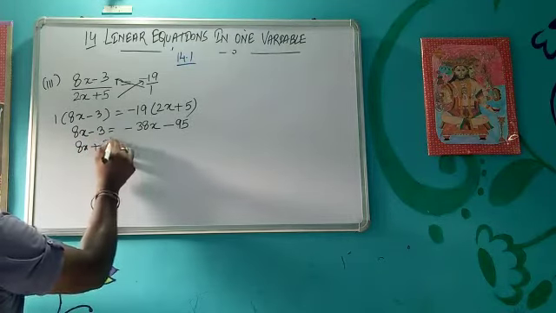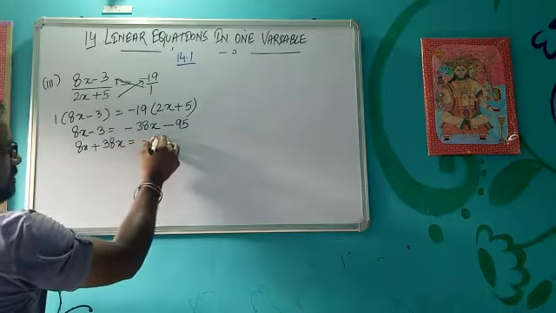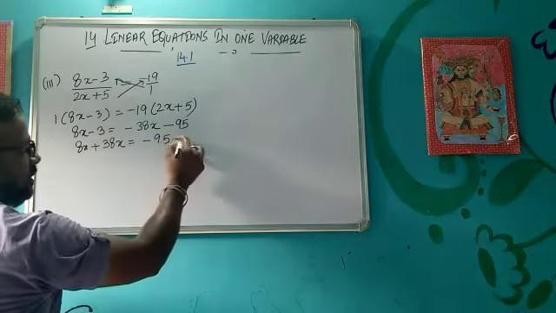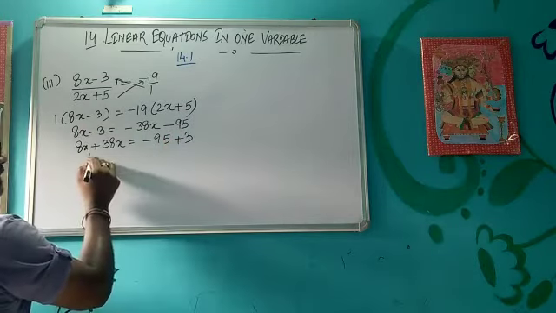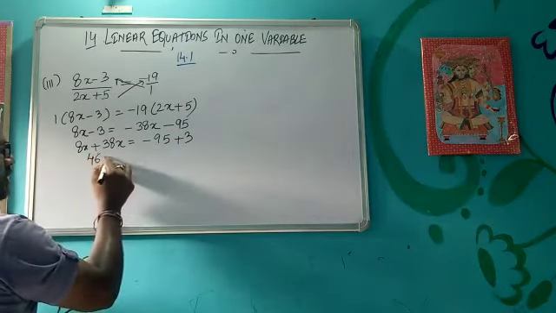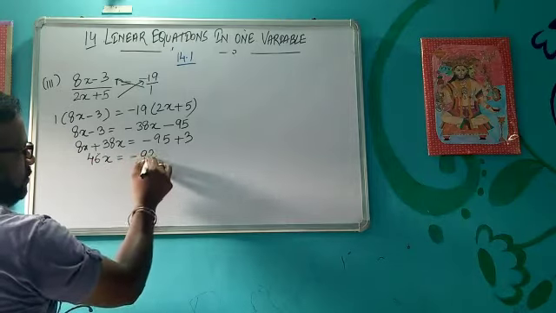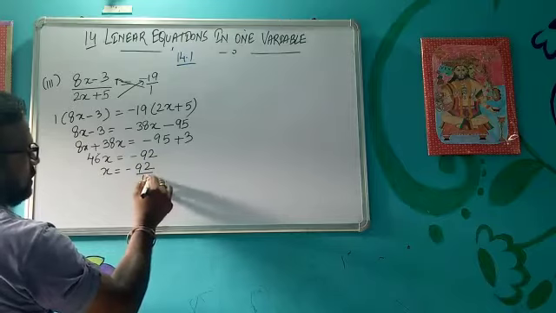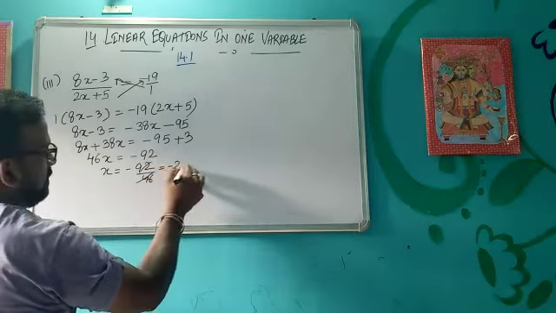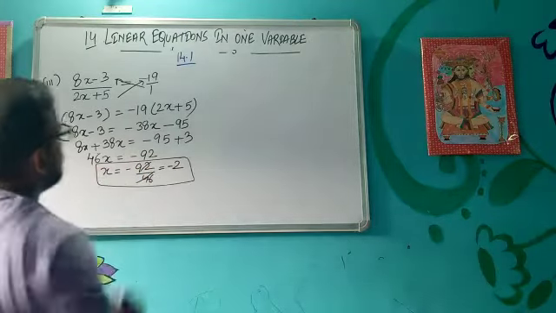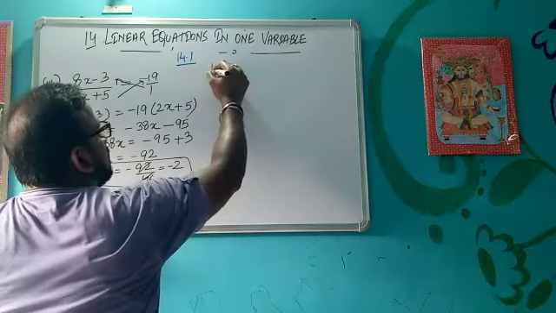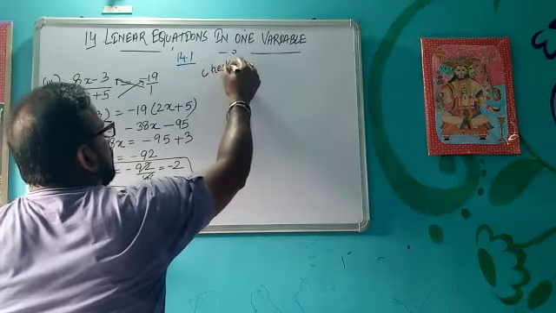It becomes plus 38x. And we will not do anything with minus 95, and this minus 3 will come here. It becomes plus 3. So it becomes 46x equal to 92, or x equal to 92 upon 46, that is minus 2. Okay. And suppose if you want to check your answer, then what will we do?